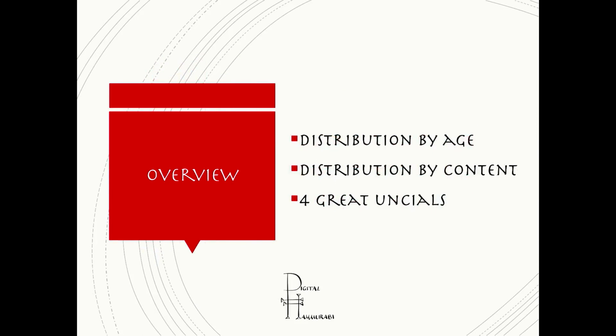So briefly, we're going to look today at the distribution, both by age and by content, of the New Testament manuscripts. How old are these manuscripts? Where do they cluster as far as age is concerned? Do we have more manuscripts early? Do we have more manuscripts later? Then we'll try to give an idea of the distribution by content. So which books are represented and by what number? And then finally, we're going to take a look at 4 of the big sources that we have for the New Testament text, the 4 great uncials.